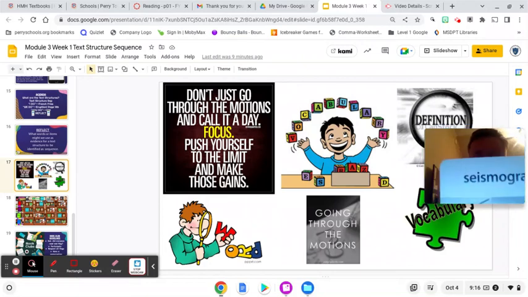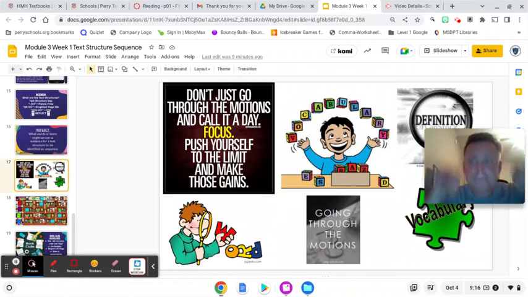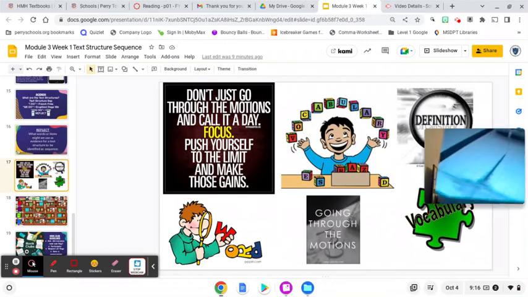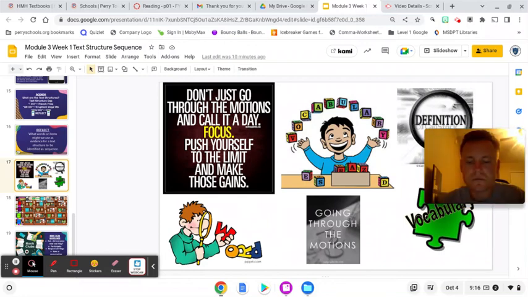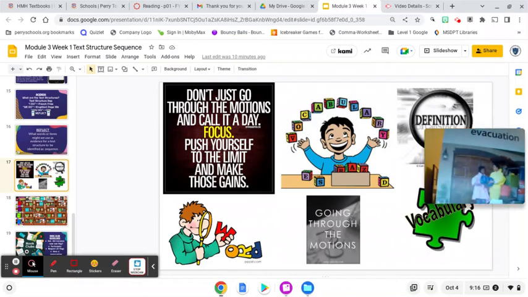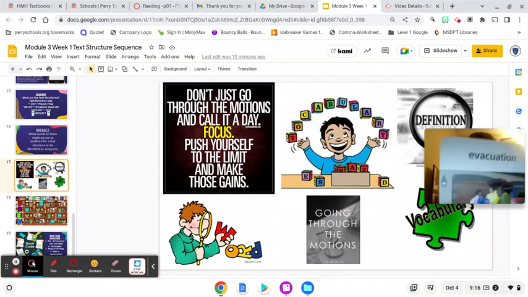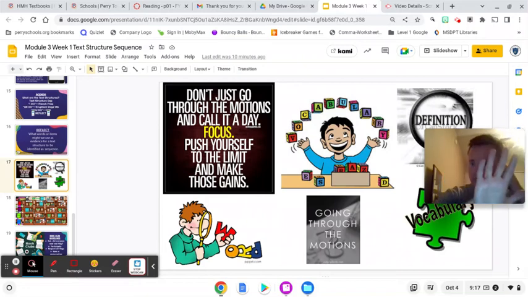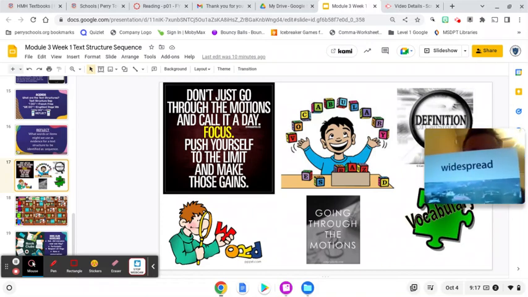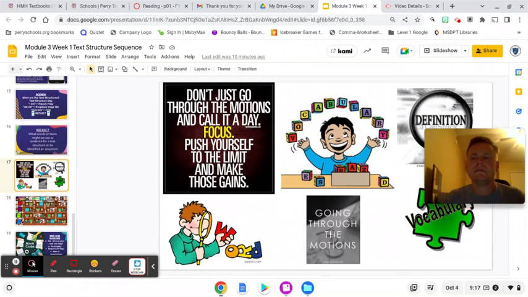Our next one was seismograph. Remember, one of you is shaking, the other one is the seismograph going up and down. Show me. Give me five. Our next one was evacuation. Moving from a dangerous area. Get your belongings and show me. Get those belongings in the car. Good job. Give me five. And then our last one was widespread, to happen over a large area. Widespread. Give me five.